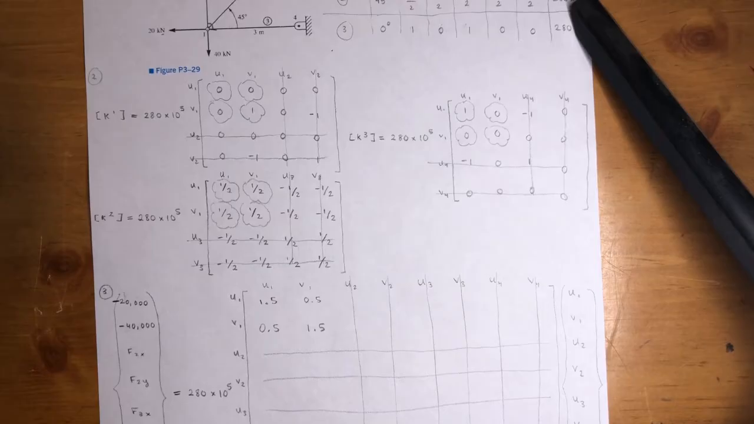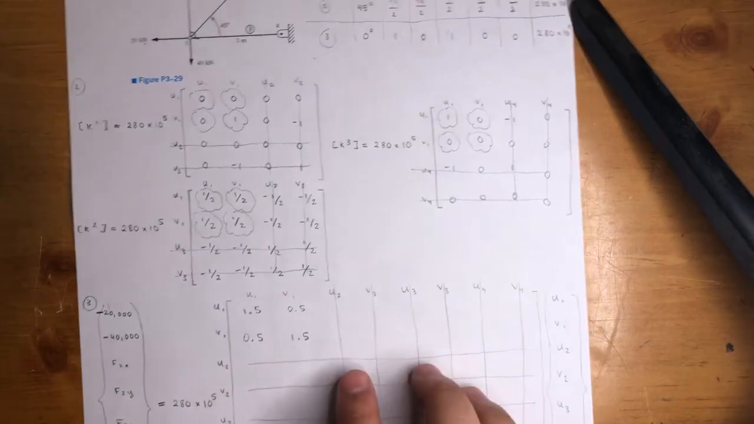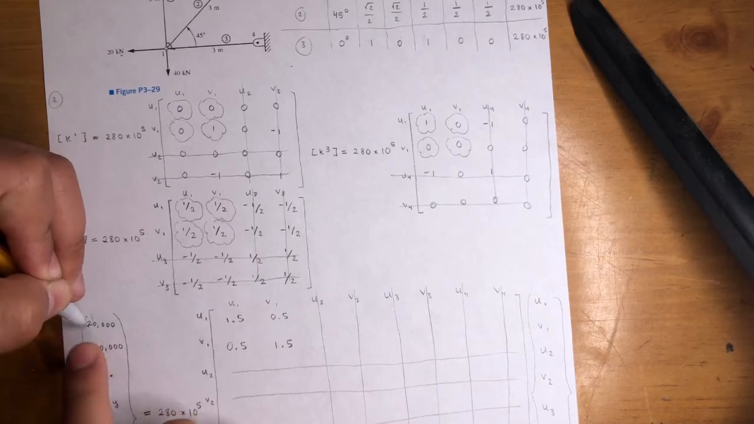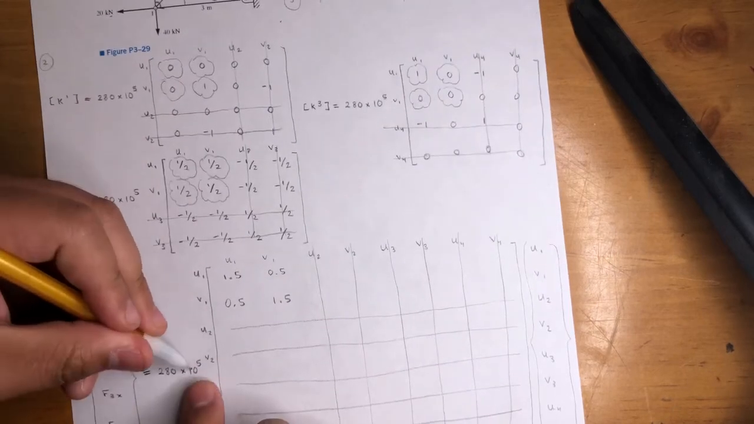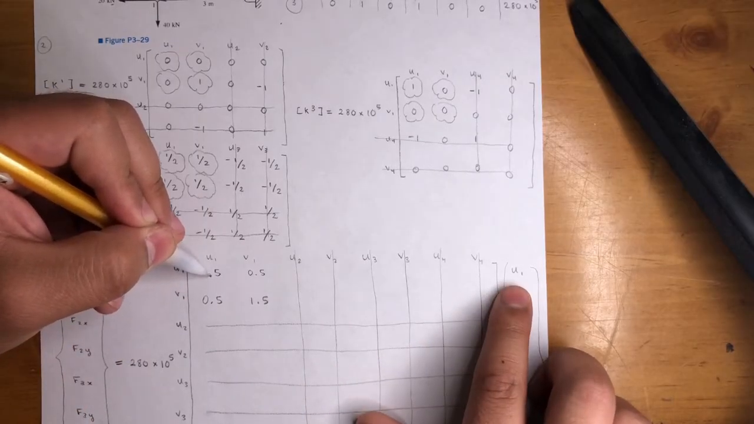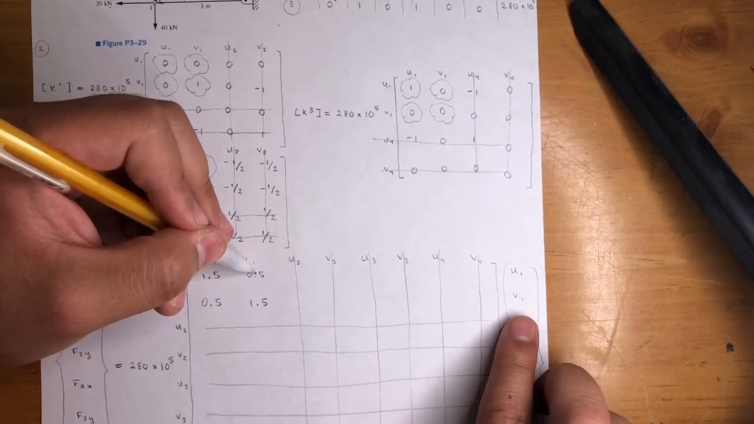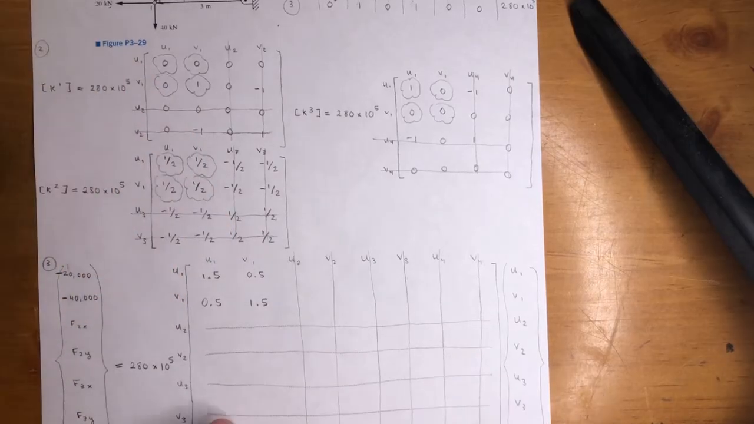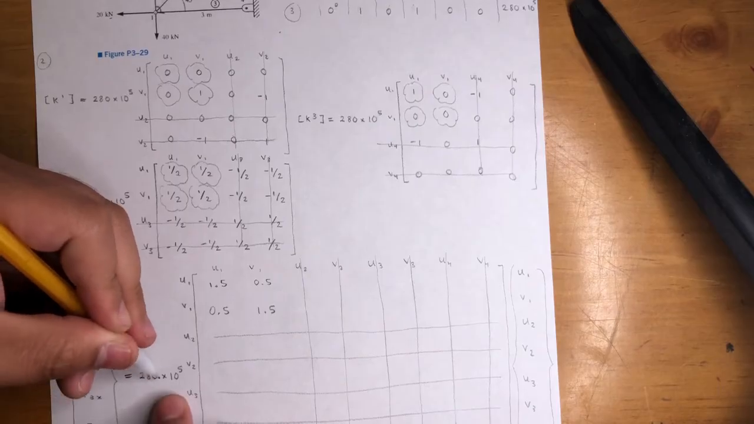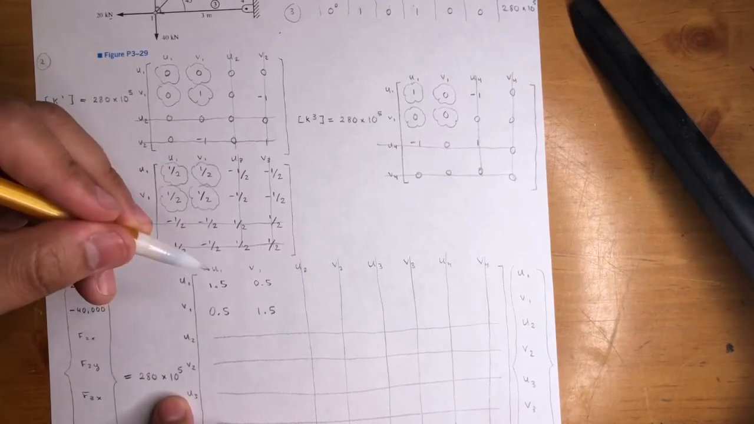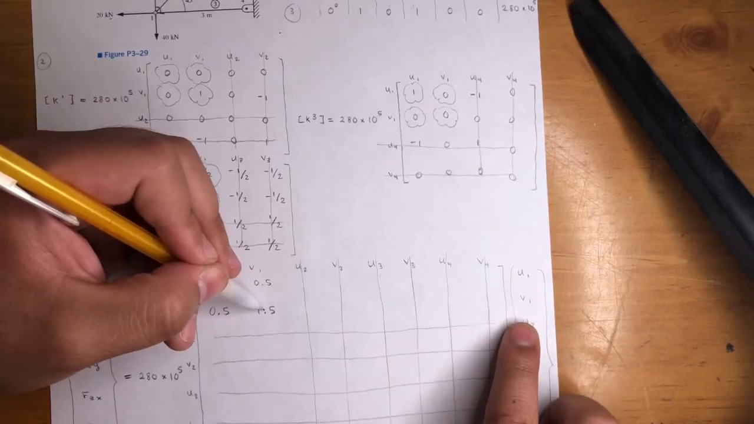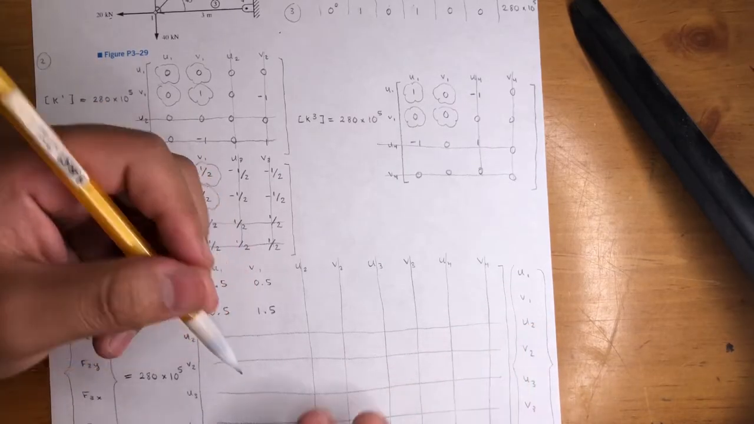Cool. That means we could go ahead and assemble the equations. It's going to be negative 20,000 for the first equation, equal to 280 times 10 to the 5th, parentheses, 1.5 times u1 plus 0.5 times v1. And for the next equation, it's going to be negative 40,000 is equal to 280 times 10 to the 5th, open parentheses, 0.5 u1 plus 1.5 v1, close parentheses.